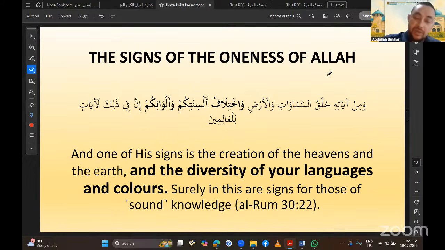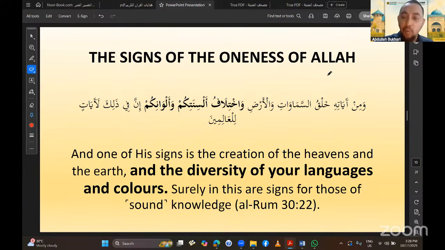Allah says in this ayah, وَمِنْ آيَاتِهِ, and one of His signs, خَلْقُ السَّمَاوَاتِ وَالْأَرْضِ, is the creation of the heavens and the earth. And then وَاخْتِلَافِ أَلْسِنَتِكُمْ وَأَلْوَانِكُمْ, and among the sign of His creation, Allah's greatness is the diversity of your languages and colors.